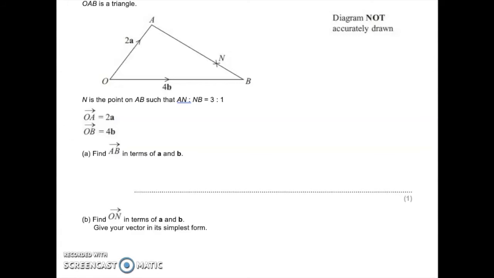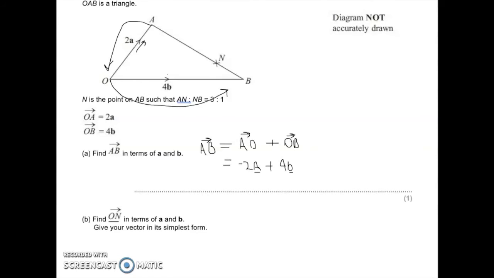So this question is showing you a triangle OAB, and in part A, it's asking you to find the vector AB in terms of A and B. So by using the triangle rule, we can see AO plus OB is equal to AB, as we started at A and we ended at B, and we used O to fill in the gap. And we have to be careful here because, as you can see, OA is 2A, not AO, so it's going to be minus 2A because it's in the opposite direction, and OB is 4B.